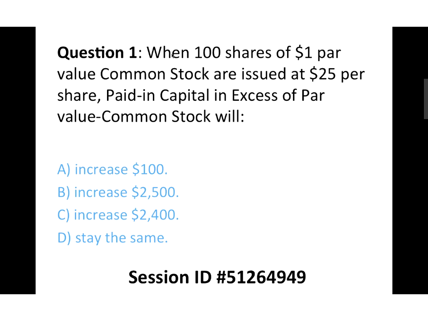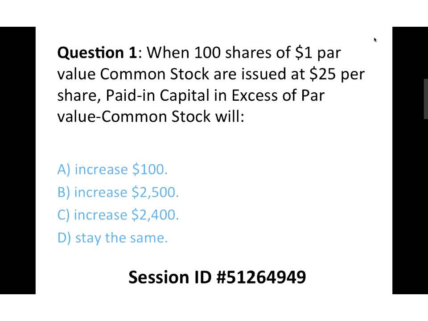We have a question in Learning Catalytics. We went over this material on Monday. When 100 shares of $1 par value common stock are issued at $25 per share, paid in capital in excess of par value, common stock will what? Well, par value always goes to common stock. So the dollar will always go in the common stock account. Anything above par value goes into this paid in capital account.